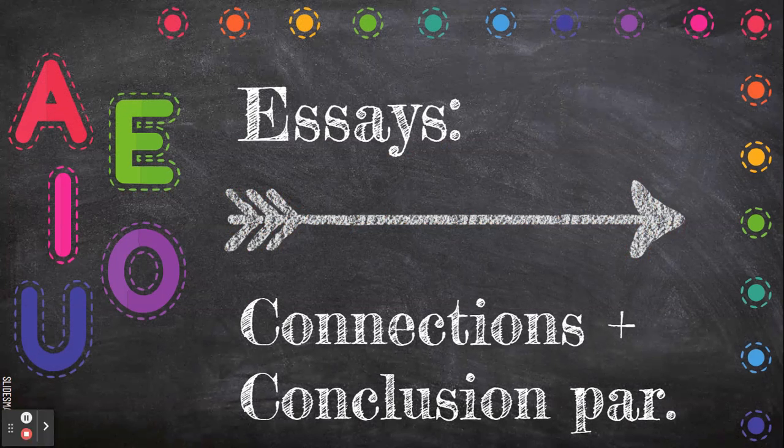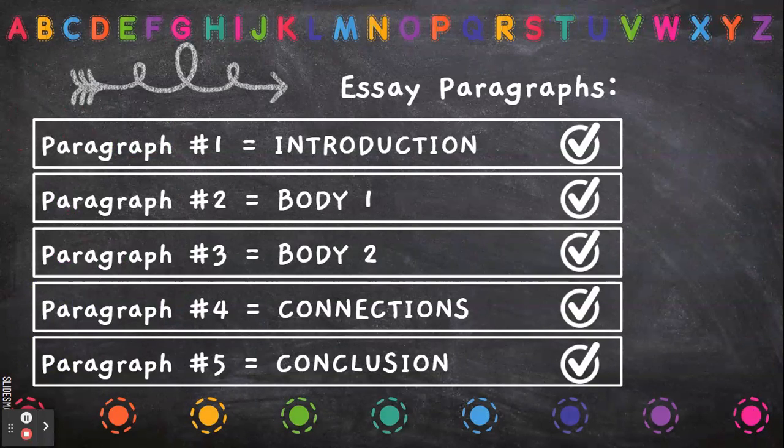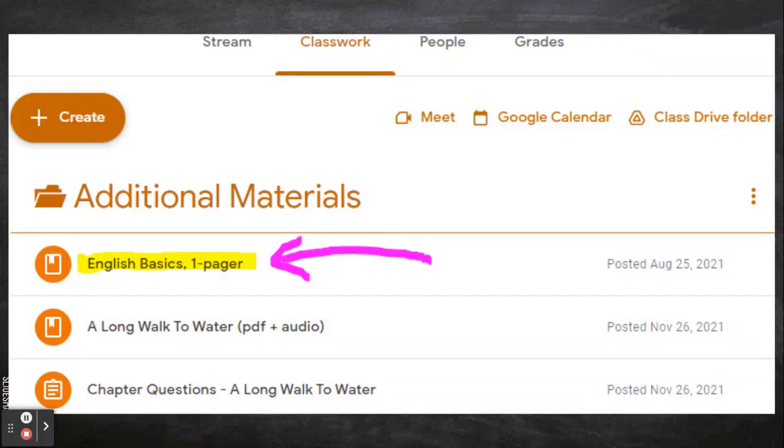All right, we have now taken a look at the connections and conclusions paragraphs. And now we have looked at all parts of the essay, the planning page, as well as all other 5 paragraphs. If you want to rewatch this video or any of the other videos we've watched learning about essays, you'll see them all posted on the English Basics one-pager on our classroom classwork page.